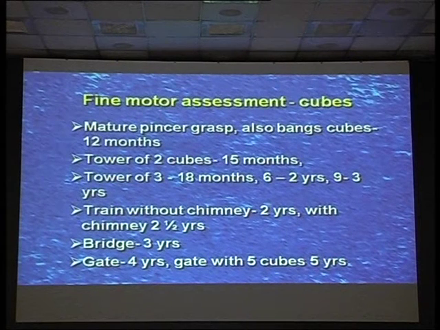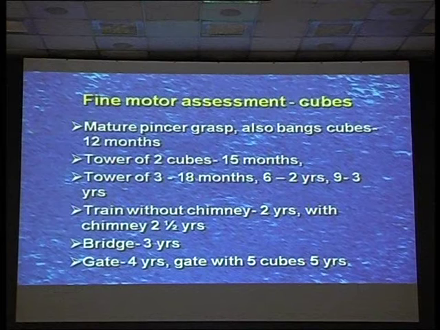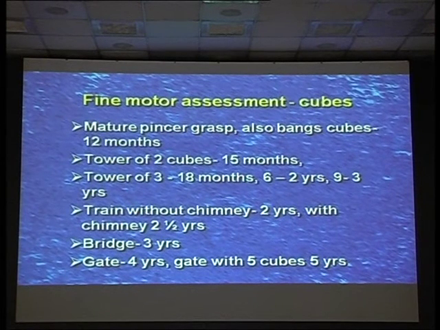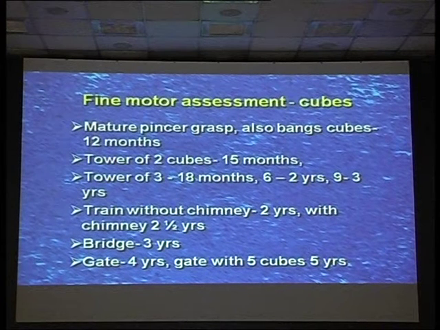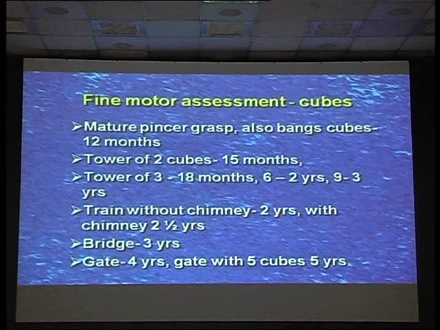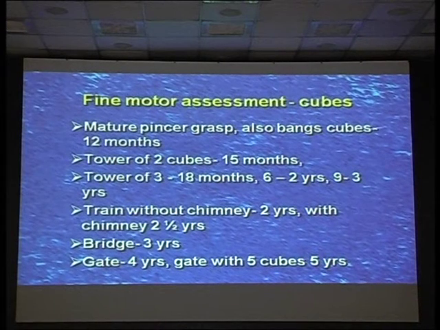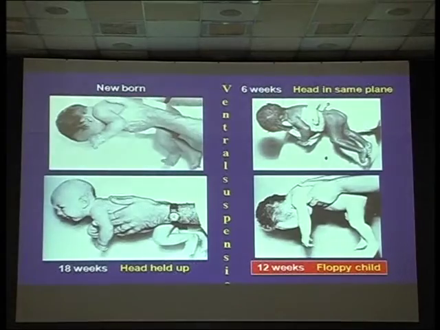You can make a train without chimney. Train means you can arrange 3 cubes together, and then if you keep one over the first one, that is called chimney. Train with chimney at 2 years, with chimney at 2.5 years, without chimney 2 years. Then you can make a bridge, gate. These are the things which are generally used for developmental assessment, for a fine motor assessment.